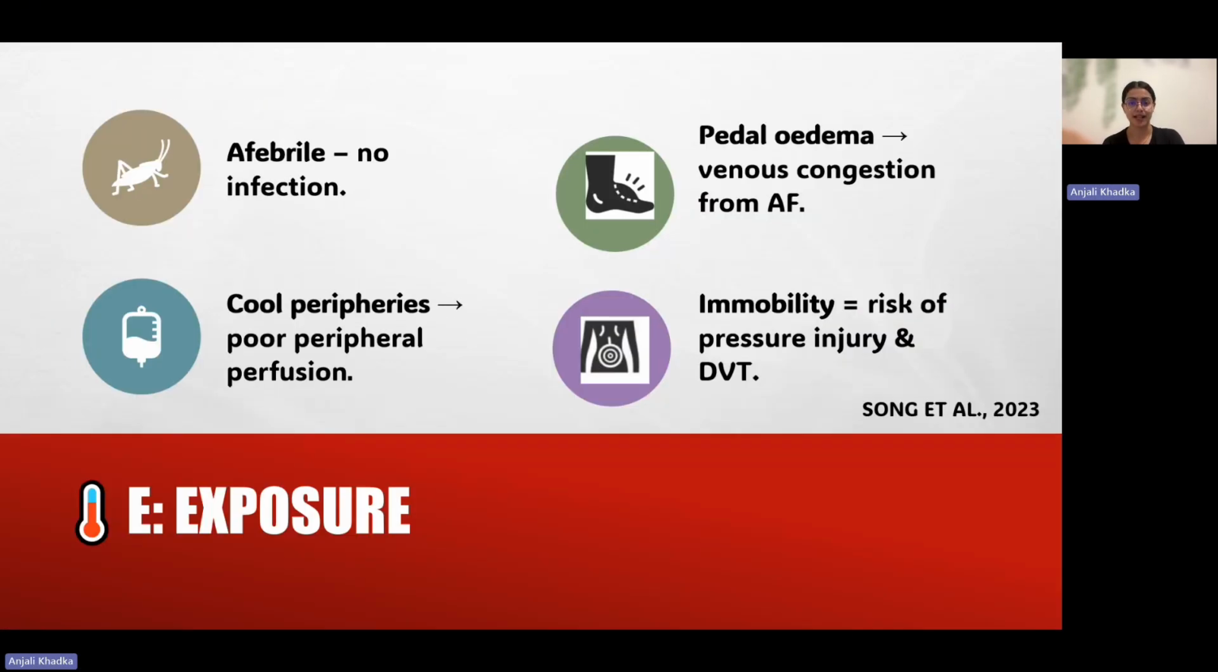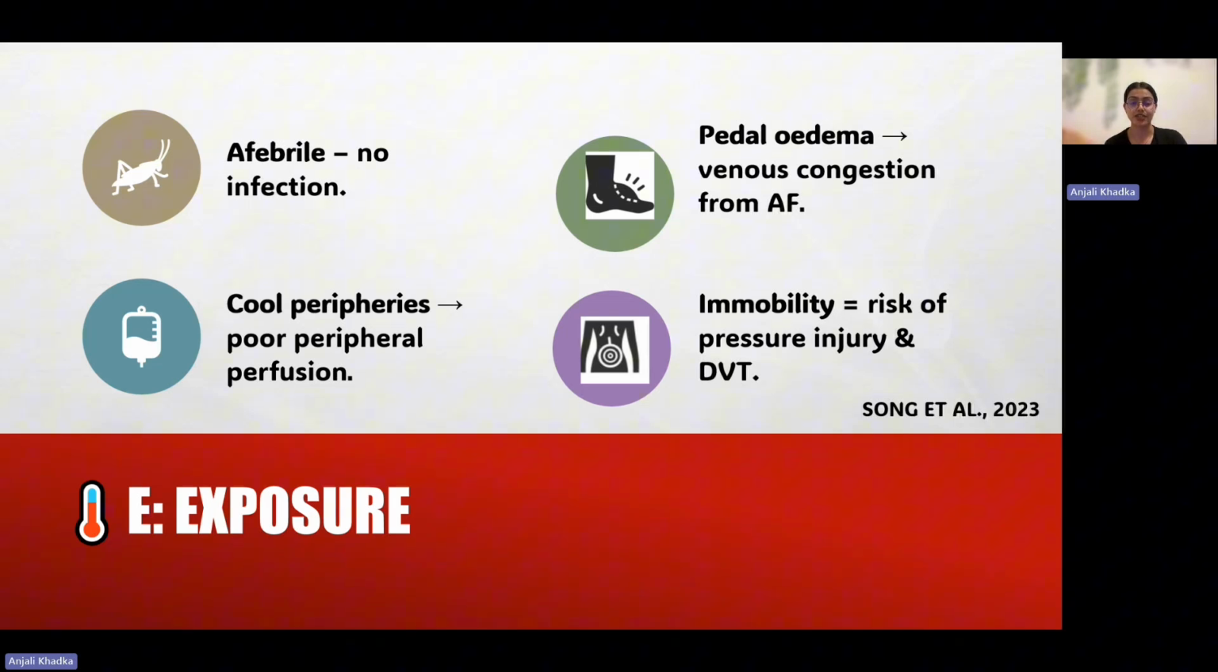Now, let's go to the next part, which is exposure. This slide shows peripheral circulation and skin assessment findings. Mrs. Manalo is afebrile, but she has pedal edema and peripheral coolness, reflecting reduced venous return due to atrial fibrillation and limited mobility. This imbalance between central and peripheral circulation increases her risk of pressure injury, deep vein thrombosis, and infection. Exposure assessment is very important in stroke patients because it allows us to detect complications before they escalate.